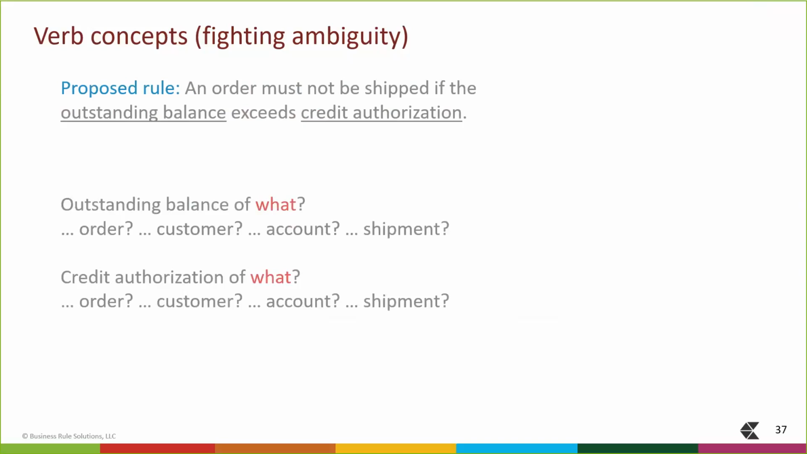So are we talking about the outstanding balance of what? Is it the order? Is it the customer? Is it the account? Is it the shipment? Are we talking about the credit authorization of what? Is it the order, the customer, the account, the shipment? Again, there's no clarity here, which makes the sentence, the business rule or the requirement, subject to great ambiguity.